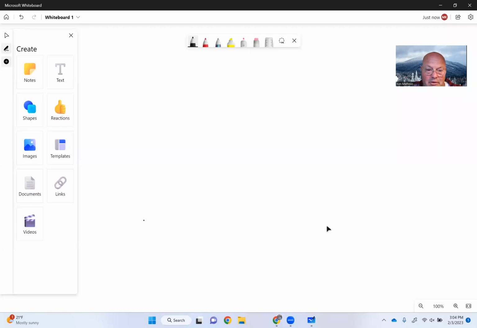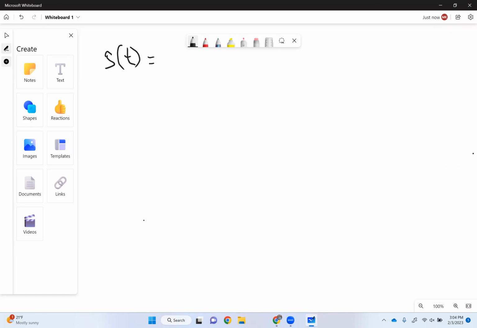Okay, and I'm going to turn off the computer so it doesn't get in my way. Okay, so let's begin with the function s of t, which is position as a function of time, equals negative 16t squared, plus 60t, plus 40. The reason why we use t is because it's time.